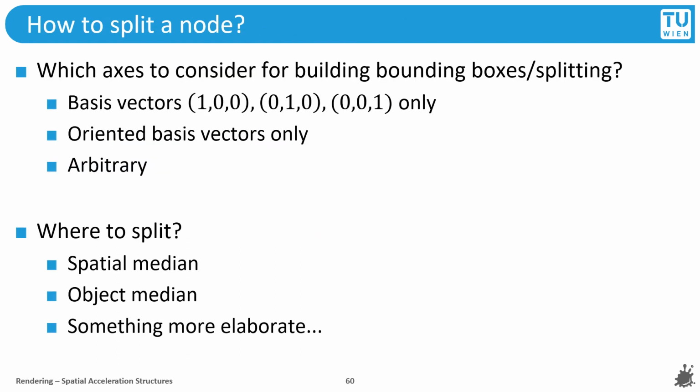So the question remains of how to actually split a node and how we decide on where to perform the split, and also which axis we consider for building the bounding boxes and splitting. And a good idea is to use the basis vectors only. This is something that we've already seen before in the KD tree, or oriented basis vectors, which can, for instance, adapt at each split to the geometry that the node is currently containing, or it can be completely arbitrary.